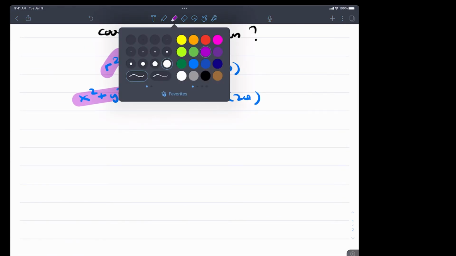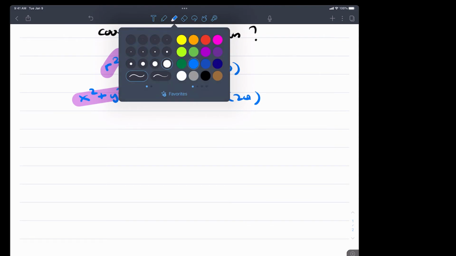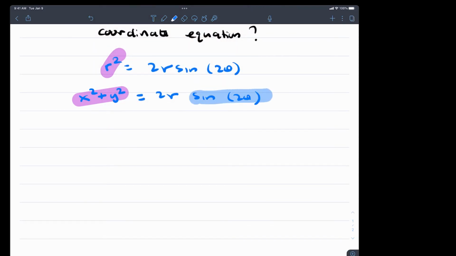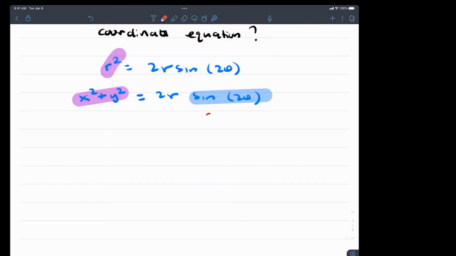Now be careful. You cannot say, I forget what color we used, I think it was green, this is not R sine theta. This is R sine 2 theta. So what do you do there then? You guys appreciate the issue? That's not R sine theta, so it's not green. You ever seen sine 2 theta before? Say yes.